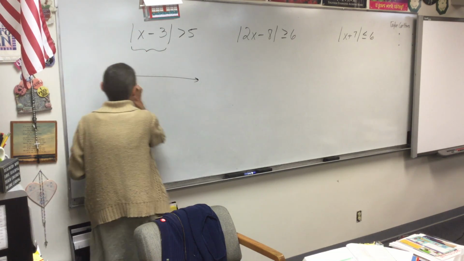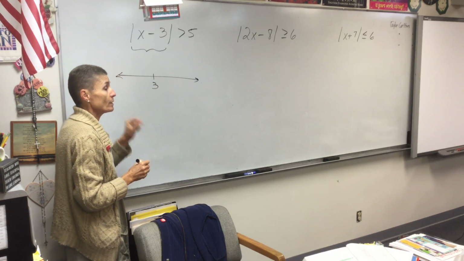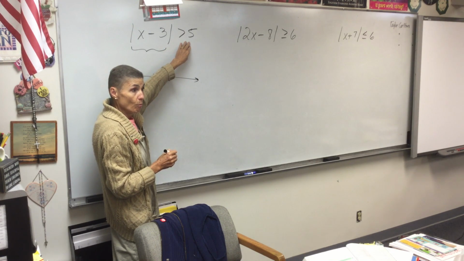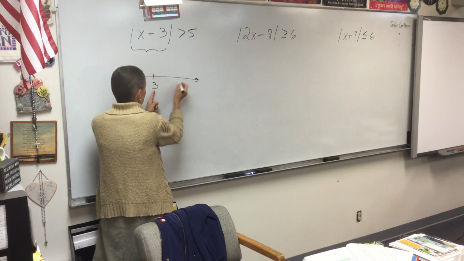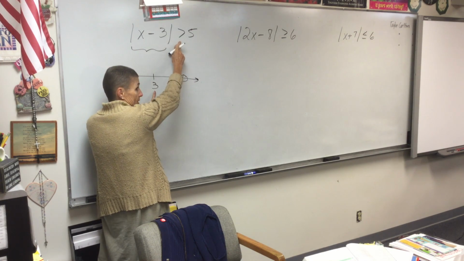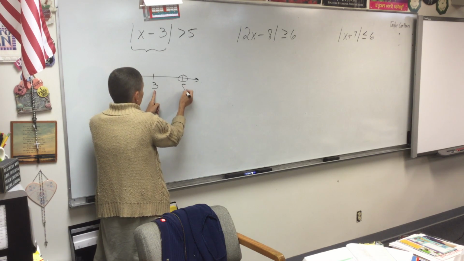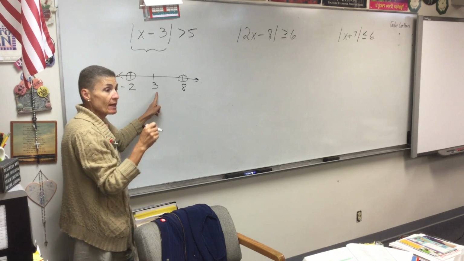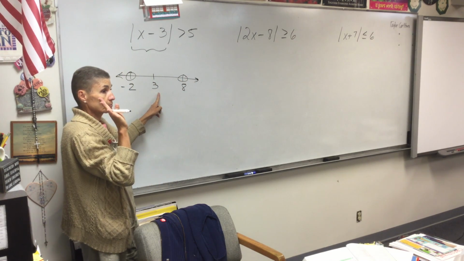So here's my number line. Here's 3. The distance between some number and 3 has to be more than 5. So I'm going to start right here at my 3, and I'm going to set boundaries. And they'll be open boundaries. And where will they be? 8 and -2. And how did we get 8 and -2? We went 5 units both ways.